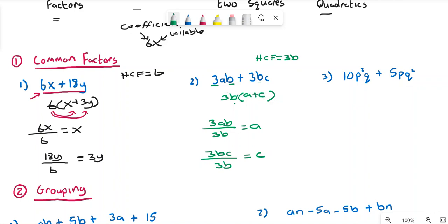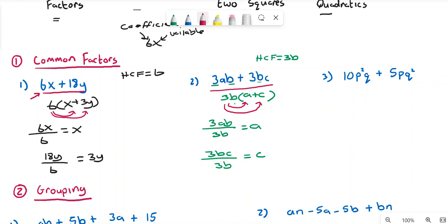And again, that's factorized now, and what we can say then is that if I was to take this and multiply it by this, and then if I was to take it and multiply it by this, I would get back this expression here. So 3b by a gives me 3ab, 3b by plus c gives me 3bc, and that's the second algebra expression factorized.